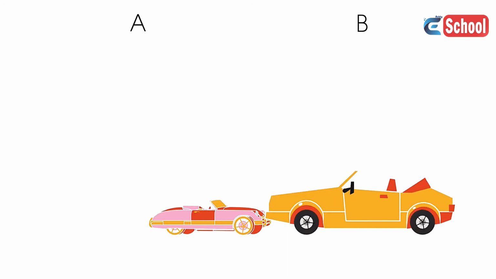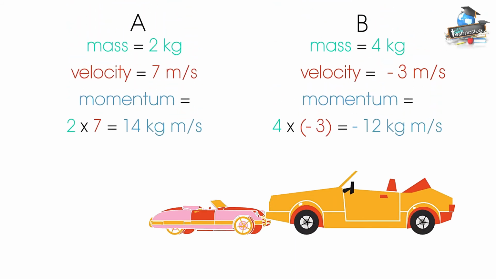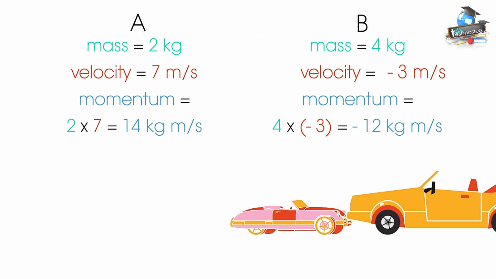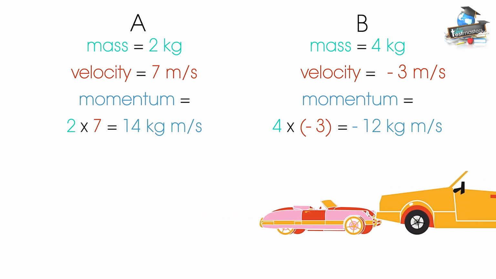Let's try another. Two toy passenger cars moving towards each other collide and stick together. Use this information to calculate the momentum of the cars after the collision. Pause the video while you work it out. Note, because car B is moving in the opposite direction to car A, its velocity is negative.